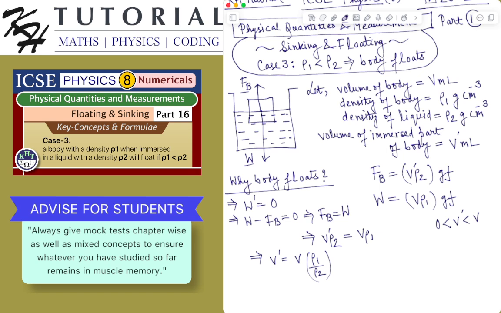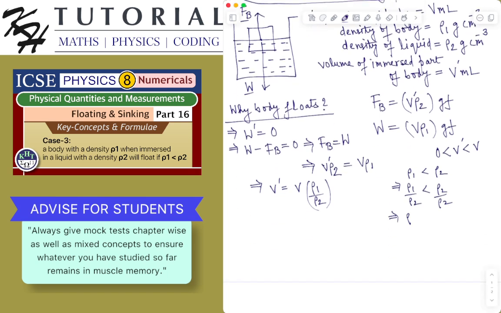Okay. Now let's see what is rho 1 by rho 2. We know that rho 1 is less than rho 2. If I divide both sides by rho 2, I get rho 1 by rho 2 is less than rho 2 by rho 2. This implies that rho 1 by rho 2 is less than 1. So the fraction, the number rho 1 by rho 2, is less than 1.